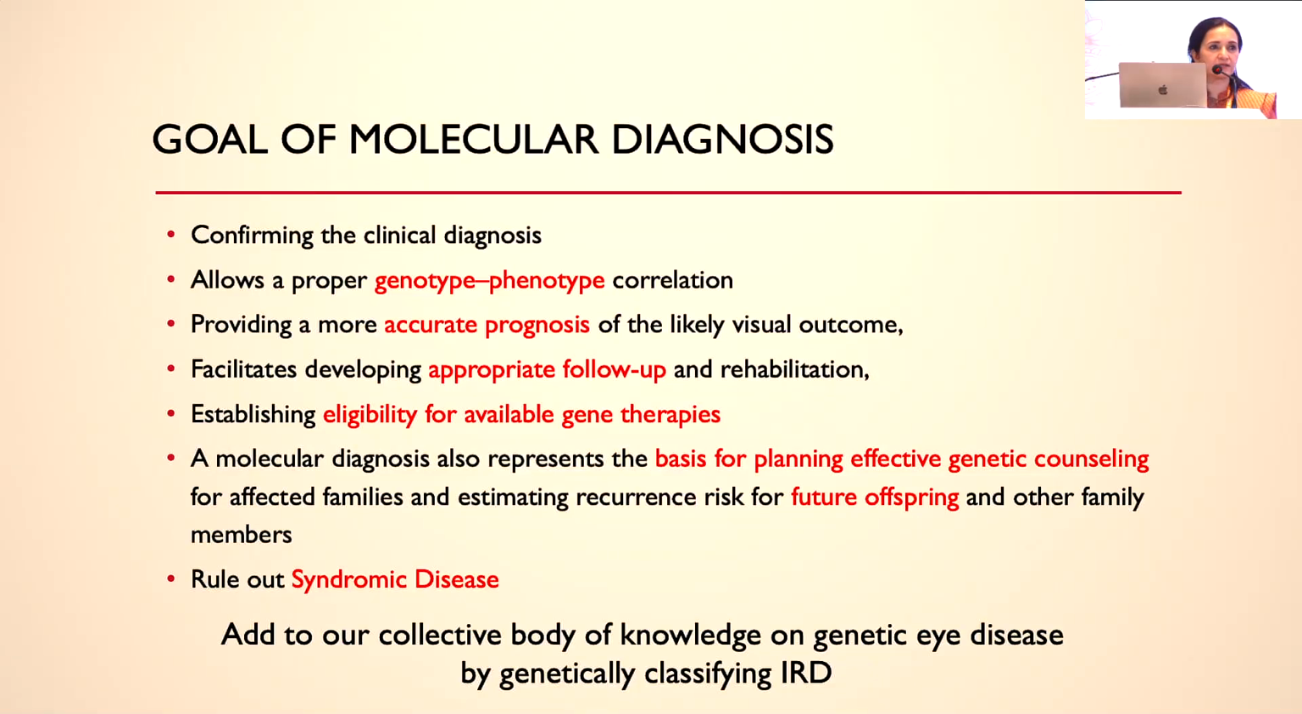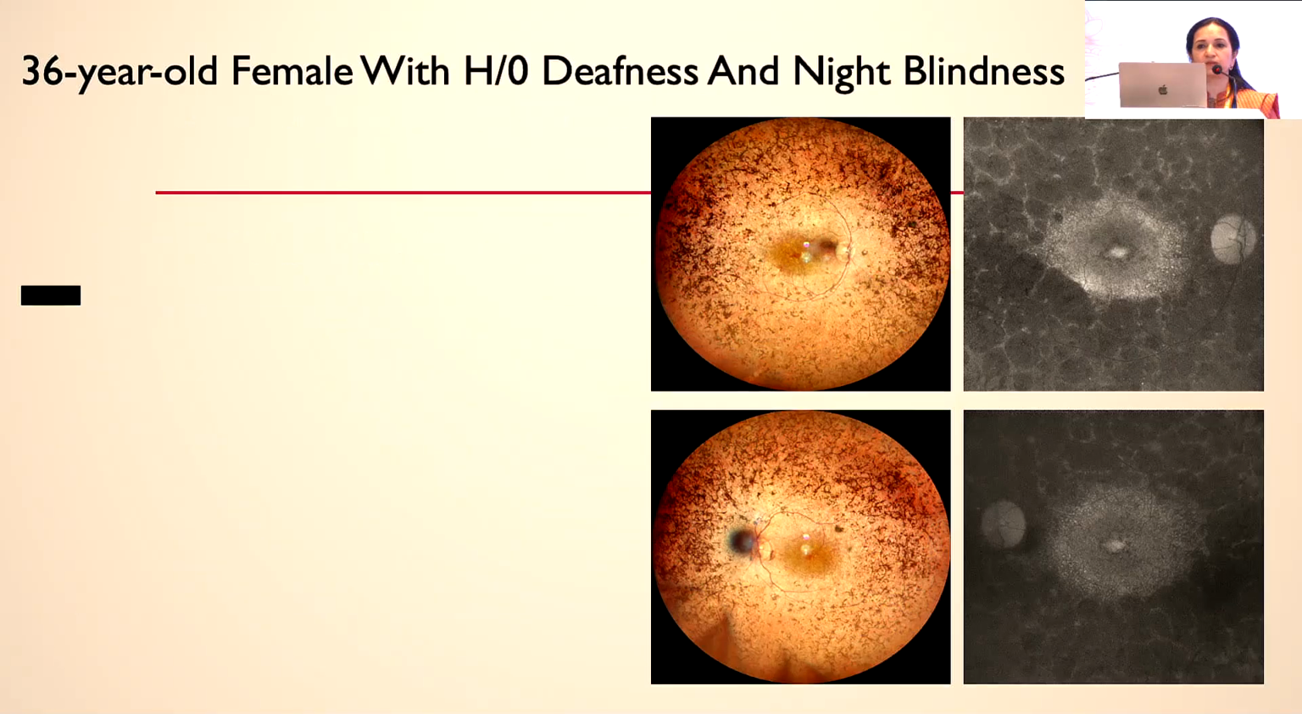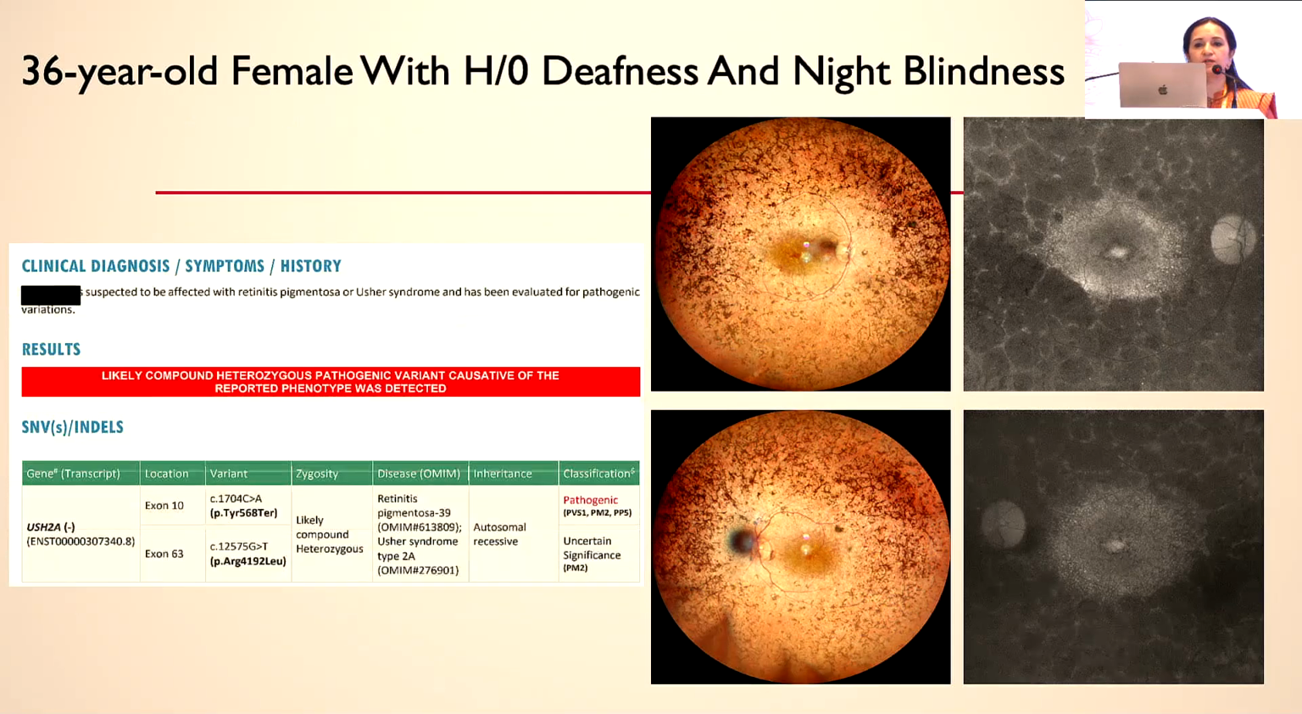Why do genetic testing at all? You may argue that there is no treatment, so you don't need to. But to accurately prognosticate the disease, to diagnose, and to develop genotype-phenotype correlation, you must do it. In children, most importantly, and I'll share some examples, it rules out syndromic disease. This is how the interpretation is done. Usually this is done by a geneticist, so you need not worry too much, but some knowledge is important, because clinical correlation is important.